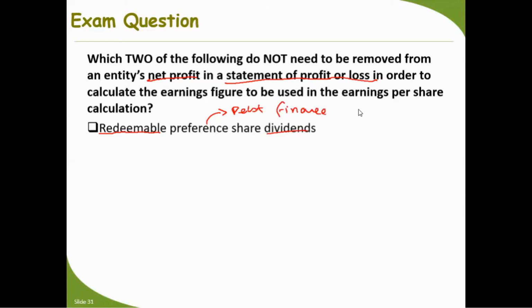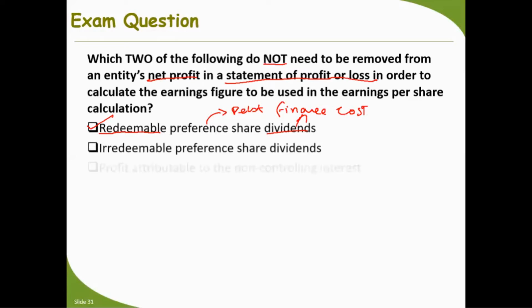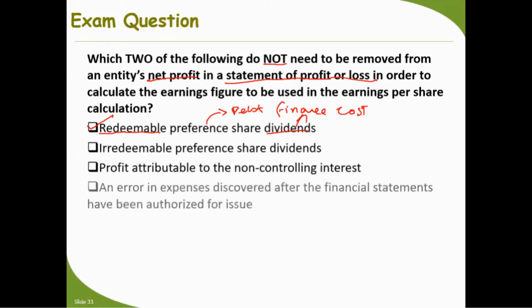So the net profit figure which we have calculated has already had that redeemable preference share dividend deducted. So for calculating the earnings figure to be used in the EPS calculation, this will not be deducted again because it is already deducted. So this is the first one. Then irredeemable preference share dividend, yes, we are supposed to deduct it. Then profit attributable to NCI, yes, we are supposed to deduct it.